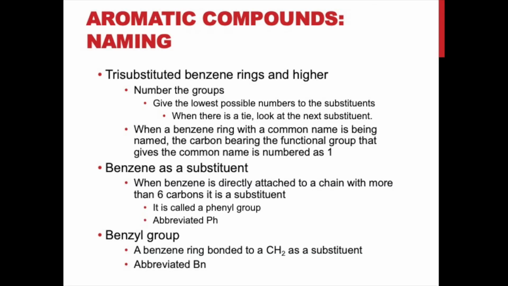So we did nomenclature for benzene rings, right? Letters for disubstituted, numbers for everything else. There's two more nomenclature things we need to go over to finish that off. And the first is when we have benzene as a substituent.